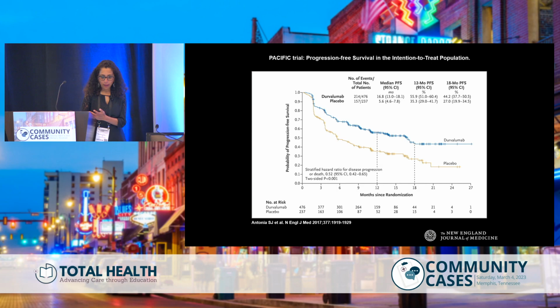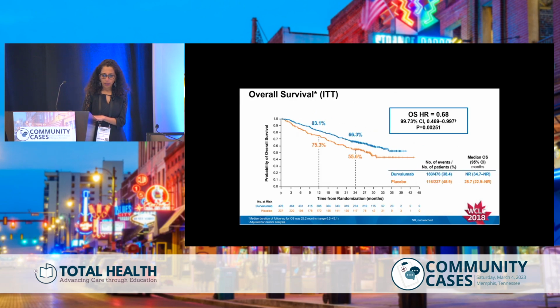Chemoradiation followed by durvalumab. This is the PACIFIC trial, progression-free survival, looking at durvalumab compared to placebo at 12 months, 18 months, and again, clear benefit. Median PFS was 16.8 months versus 5.6 months in the placebo arm, 12 months, 18 months, and now we have a 5-year update, all still standing strong. Overall survival hazard ratio 0.68 with a p-value of 0.00251. Definitely this is standard of care in unresectable patients.